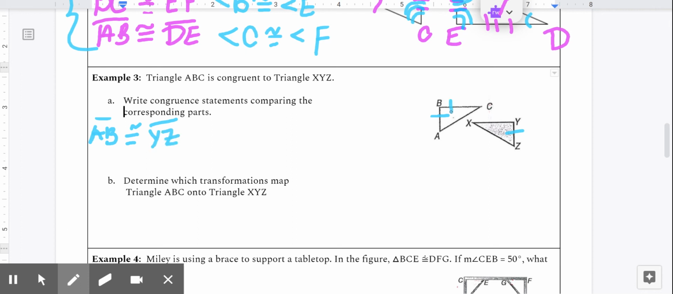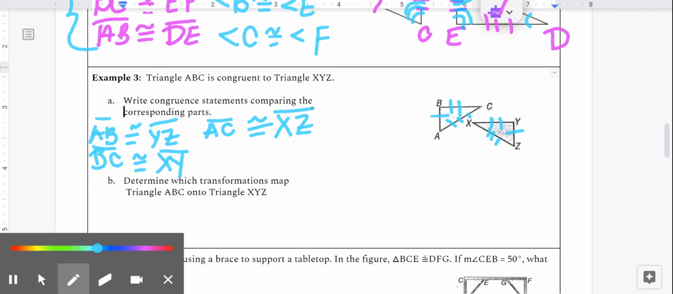Side BC, the longer of your two legs, is going to be corresponding with side XY. So side BC is congruent to side XY. And lastly, side AC is congruent to side XZ.